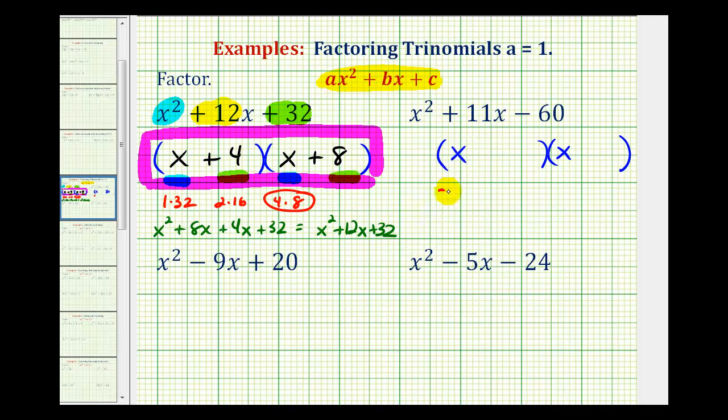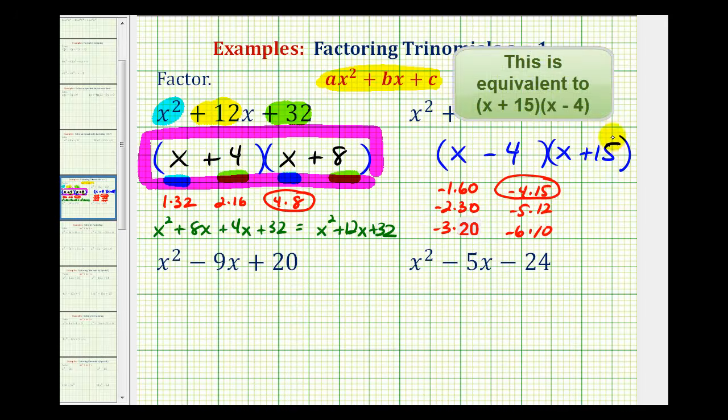Well, we'd have negative 1 times 60, negative 2 times 30, negative 3 times 20, negative 4 times 15, negative 5 times 12, negative 6 times 10. Now see if any of these have a sum of positive 11. Well, negative 4 plus 15 would have a sum of positive 11, so these are the winning factors. Since one factor is negative 4, we'll have x minus 4. And since one factor is positive 15, we'll have plus 15. Here's our trinomial in factored form.